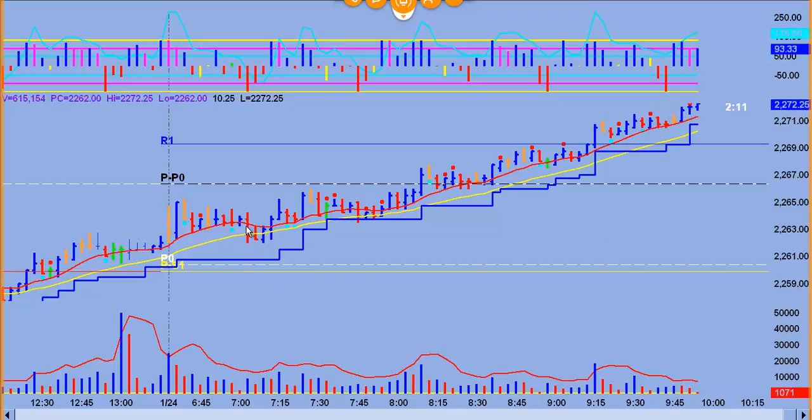Now, would I like this to have closed up here? Sure. Would I like it not to be on increasing volume? Sure. Would I like a dot under here? Sure. But I did have support. You have support here. Here's another down bar at support.